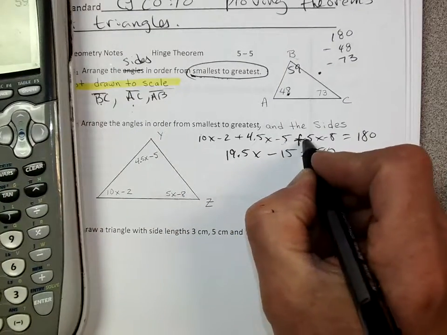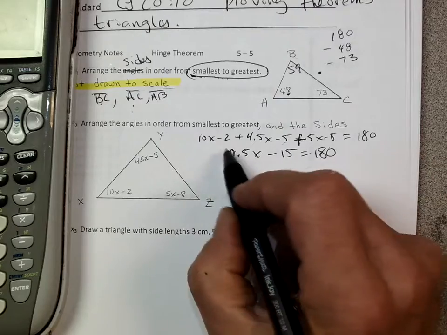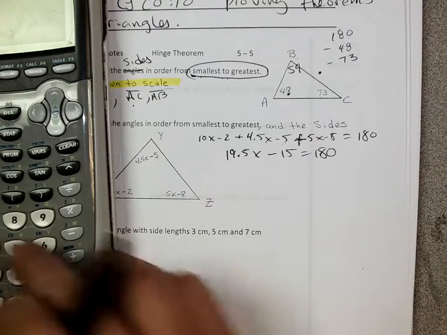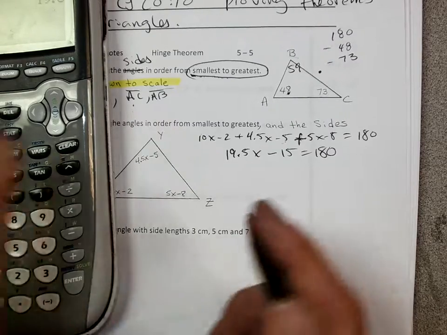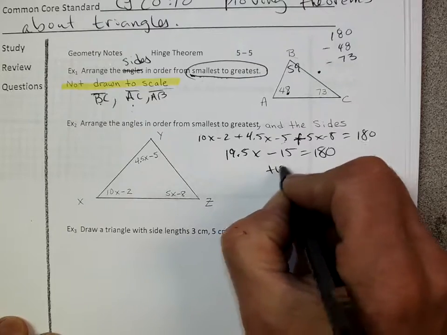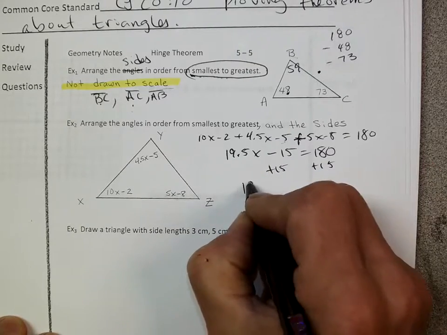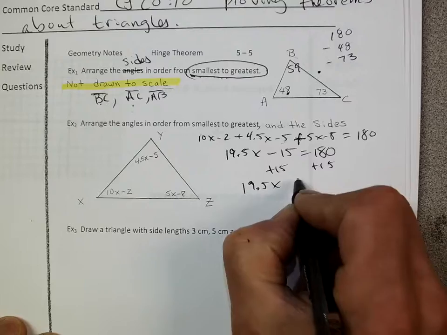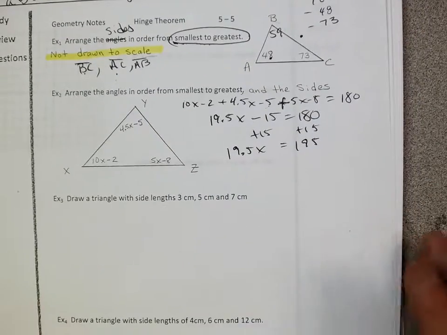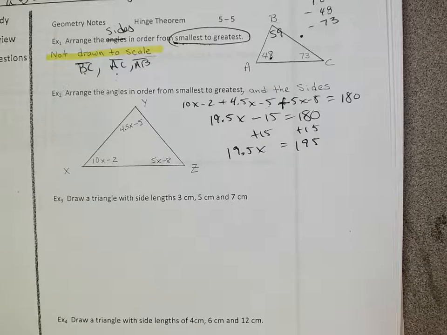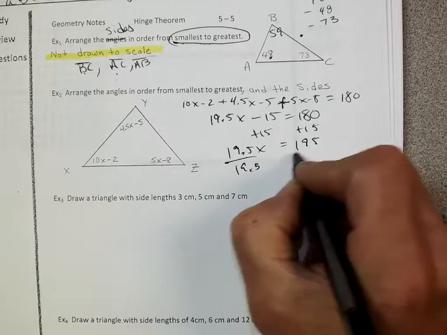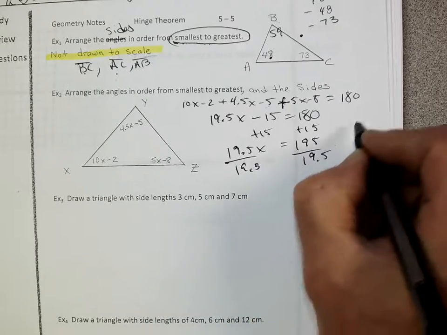I'm making mistakes already. Well, hold on. Let me double check. 10 plus 4.5 plus 5. That's okay. I'm good. Okay. Plus 15 plus 15. 19.5x equals 195. How am I doing? No mistakes yet? How's Nicole doing? Nicole, are you taking notes? Nice job. Divide by 19.5. And I should get x equals 10.